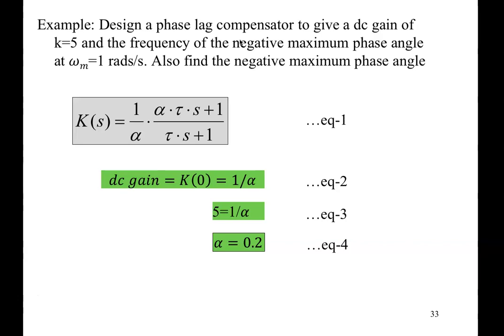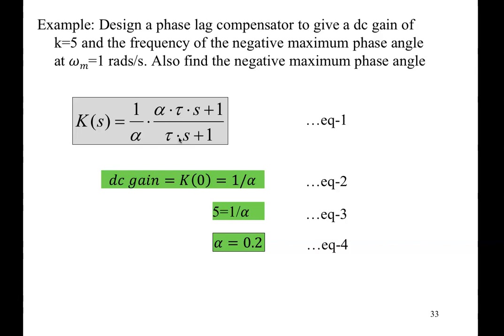So the first step is actually to say, right, if I want a DC gain of 5, then of course, if I define k equals to 1 over alpha, now if you look at that transfer function, equate s to 0, it will give me a DC gain of 1 over alpha. DC gain 1 over alpha, but I want that to be 5. Therefore, alpha will have to be 0.2.